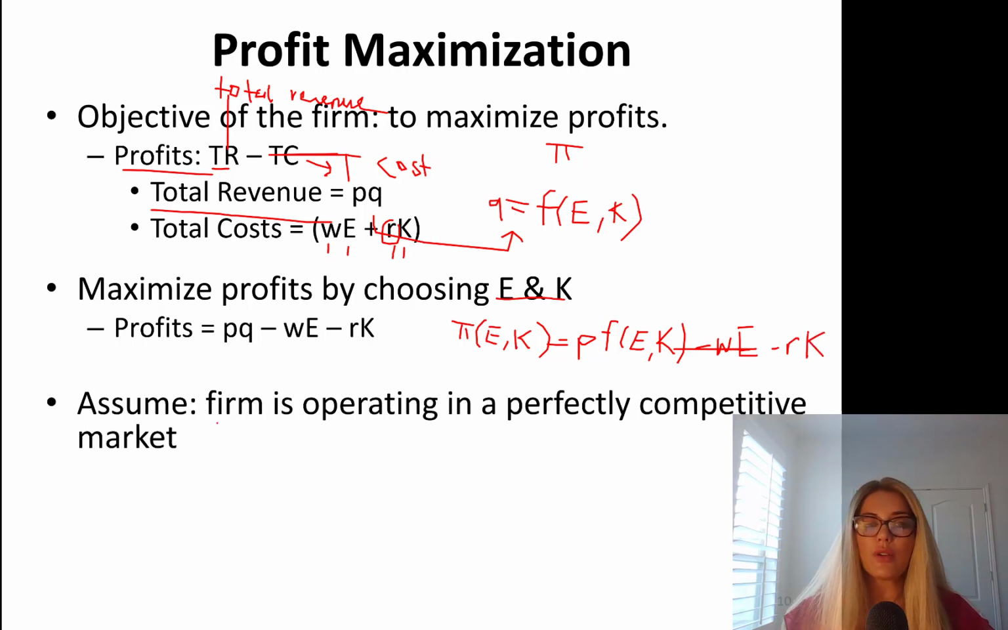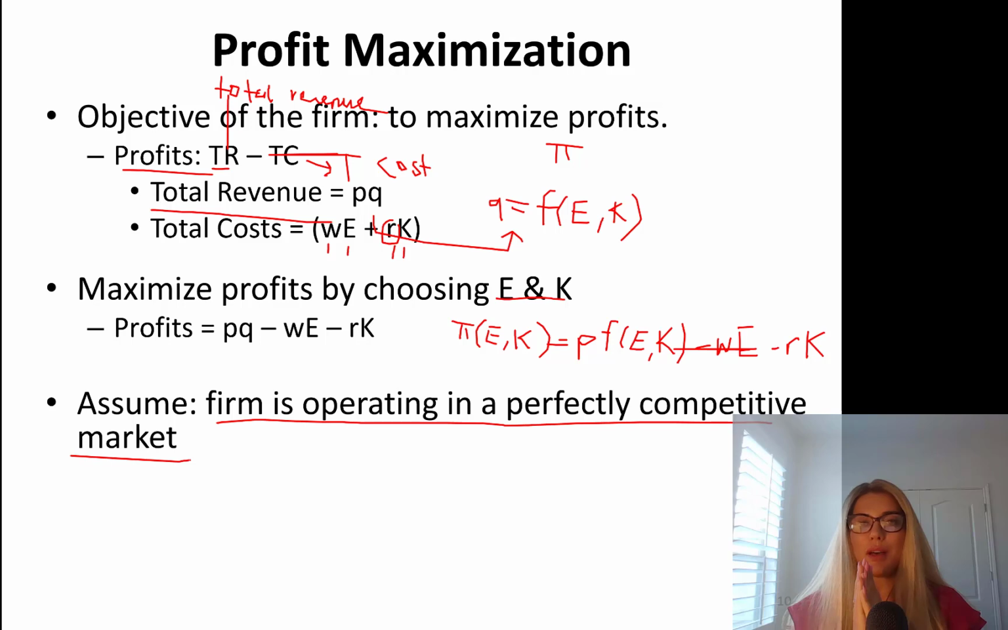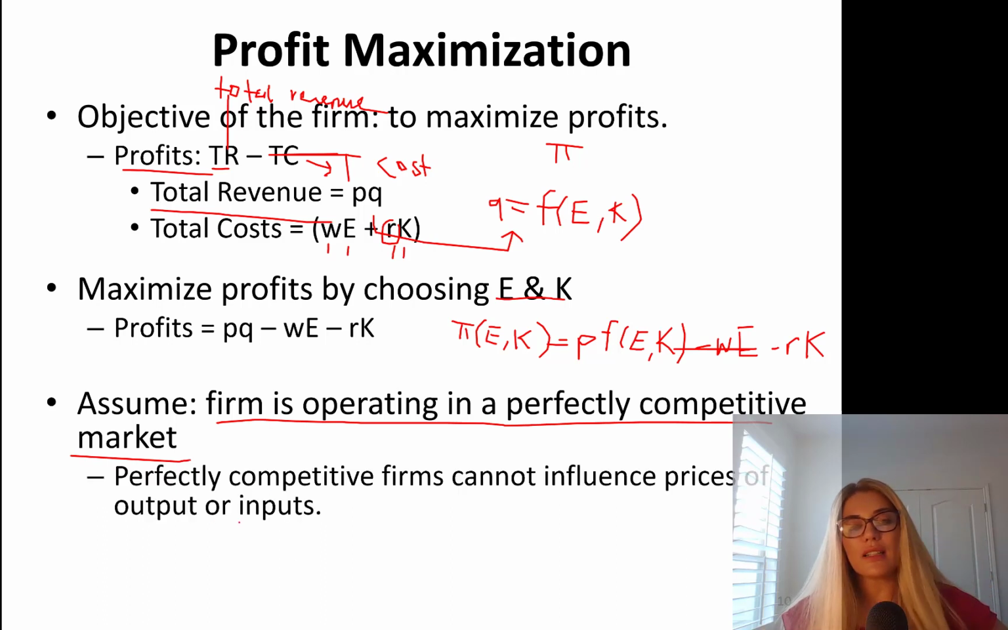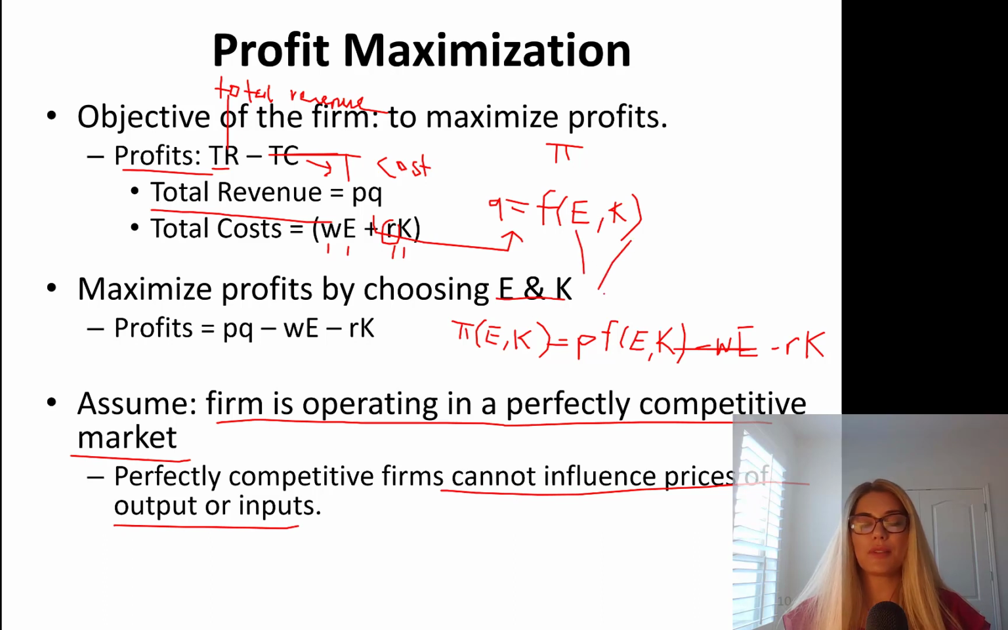Okay, so we're going to assume that the firm is operating in a perfectly competitive market. A perfectly competitive market is characterized by many buyers, many sellers, okay? They're producing an identical product and there are no entry barriers. So they are price takers, okay? So perfectly competitive firms are price takers. They cannot influence the price of output or inputs. Their inputs are labor, employment, and capital.